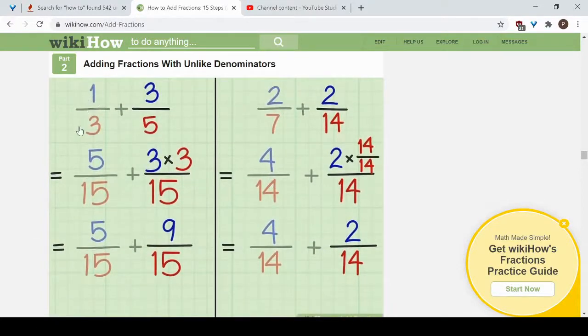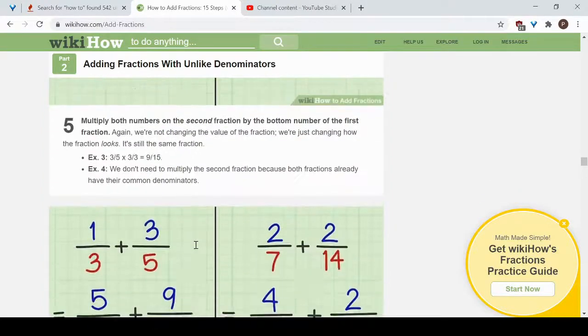Multiply the first one to get 15. We got 5 over 15 because we multiplied them both times 5. 1 times 5 is 5. 3 times 5 is 15. Now we have to get 15 out of the second one. So we multiply 5 times 3 to get 15, and 3 times 3 as well to get 9. So 9 over 15. And the same on the right.